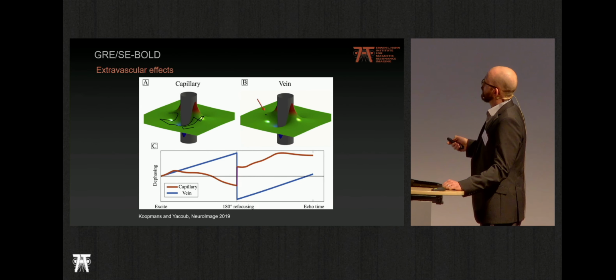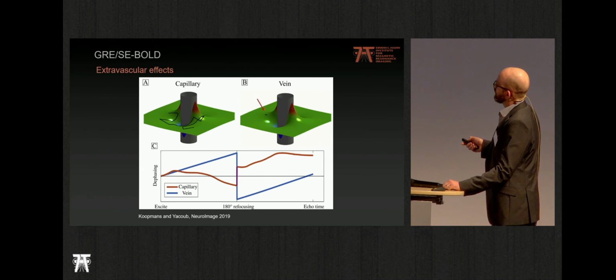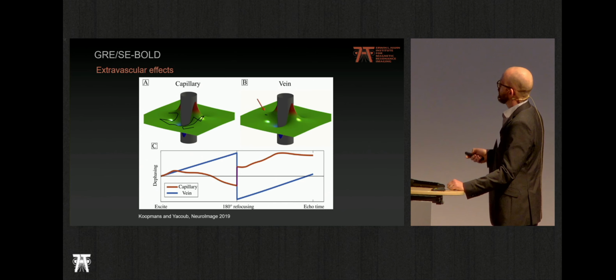Now, if you track what kind of dephasing or field inhomogeneity this proton experiences while it is traversing this field change, then it experiences a field variation which is of a random fashion. So if you would apply a 180-degree refocusing pulse, which is done in spin echo imaging, you would not be able to refocus whatever happens to a spin diffusing around the capillary.